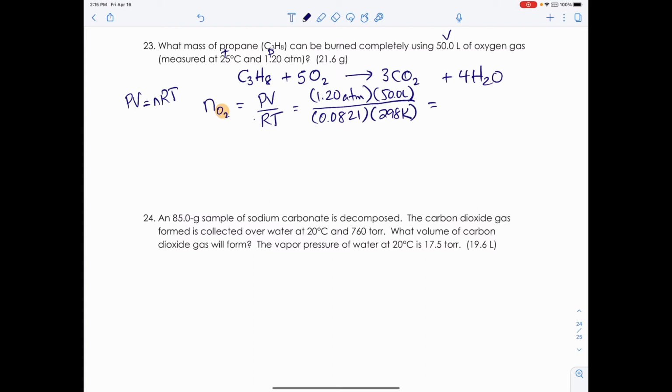So grabbing a calculator, 1.2 times 50 divided by 0.0821 and divided also by 298 gives me 2.45 moles of oxygen. That's how many moles of oxygen we're using. So now we can rephrase the question. What mass of propane can be burned completely using 2.45 moles of oxygen? At this point, it's a basic stoichiometry problem like we had done in an earlier unit.